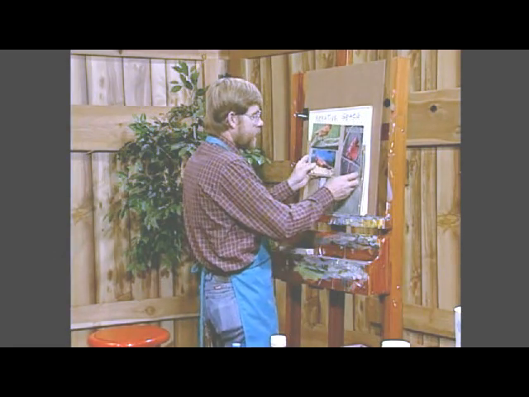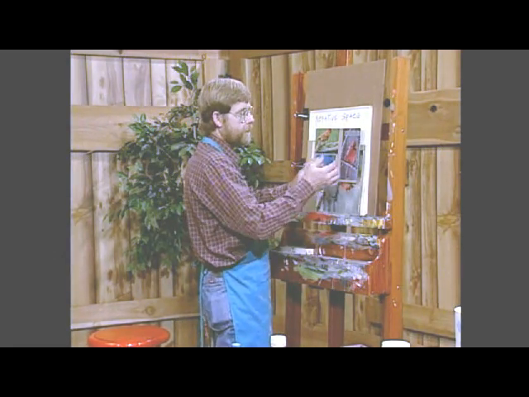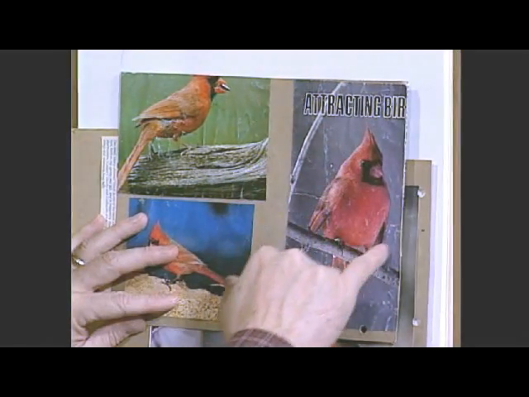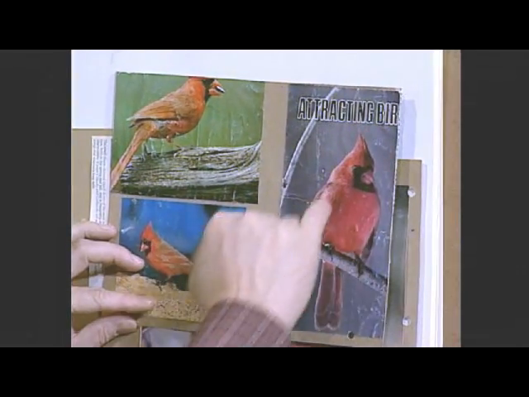Same thing here when we do say this cardinal. It's the space around him that we're going to be looking at, not the shape of the bird itself.